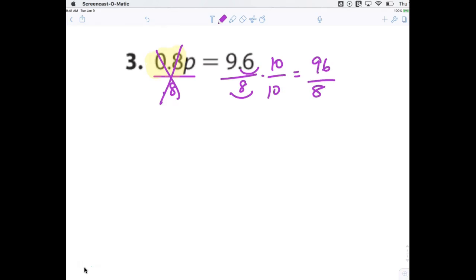96 divided by 8. So P is equal to, how many times does 8 go into 9? Once. 8 goes into 9 once, with 1 left over. So I put a 1 right here. Now you say 8 goes into 16 what? Twice. So yes, you're correct.